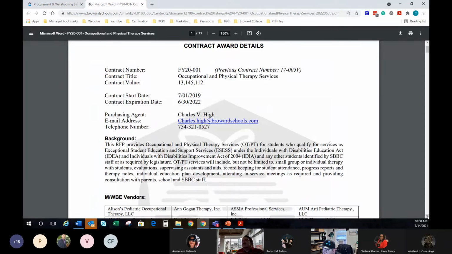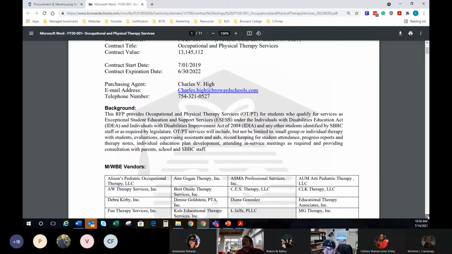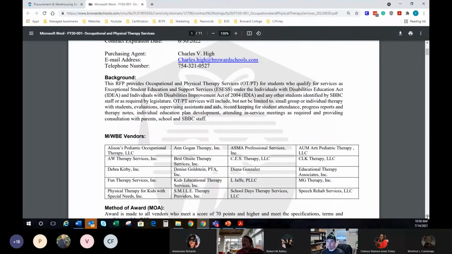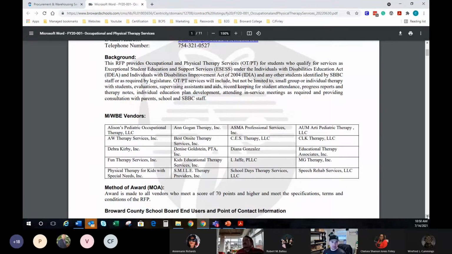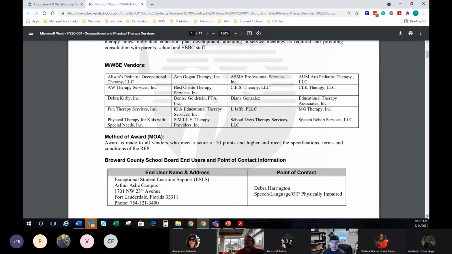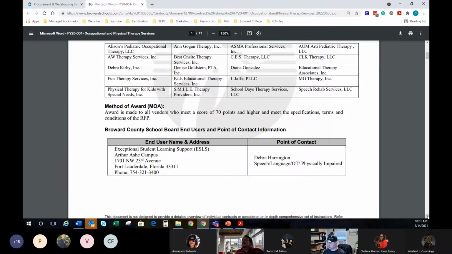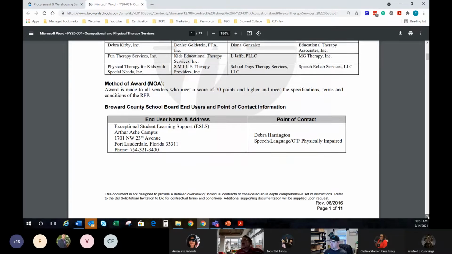First, it gives you the start date and the expiration date of the contract, who the purchasing agent is, and their email and phone number. It gives you a background to explain what this RFP is and what it does. We want to list the MWBE vendors that have been awarded the contract, so that when they go to use a vendor, they can say, oh, this is an MWBE vendor, let's use this vendor. And basically the award goes to all vendors who meet a score of 70 points and higher.